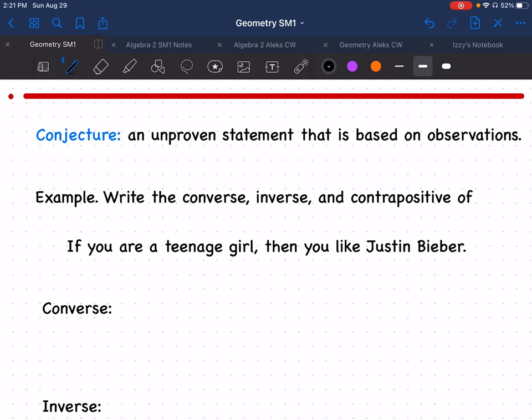We're going to practice using our foldable that we just filled out to write the converse, the inverse, and the contrapositive of this conditional statement. If you are a teenage girl, then you like Justin Bieber. Let's go ahead and identify the hypothesis and the conclusion. What I want you to notice is every time I've showed you a new conditional statement, we've identified the hypothesis and the conclusion. That way I can simply do the switch, the negation, or both the switch and the negation. So find the word if and highlight until you get to the comma.